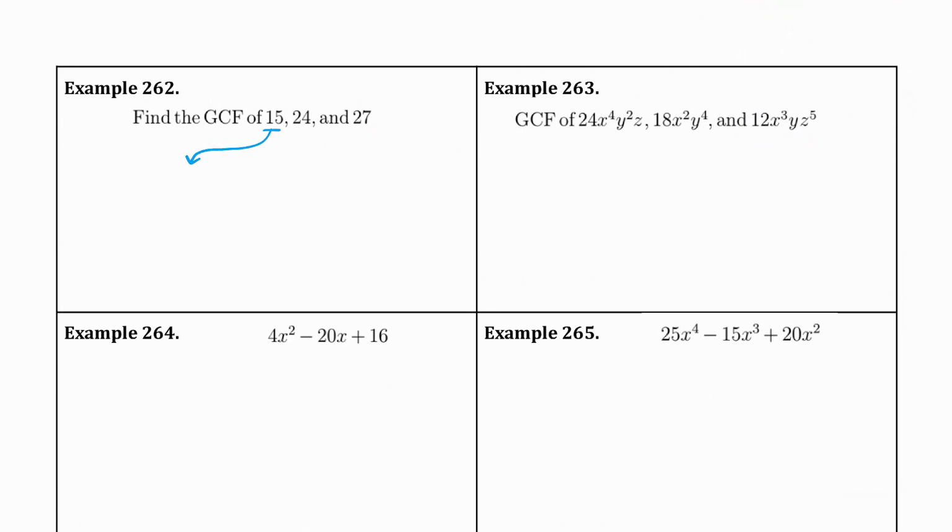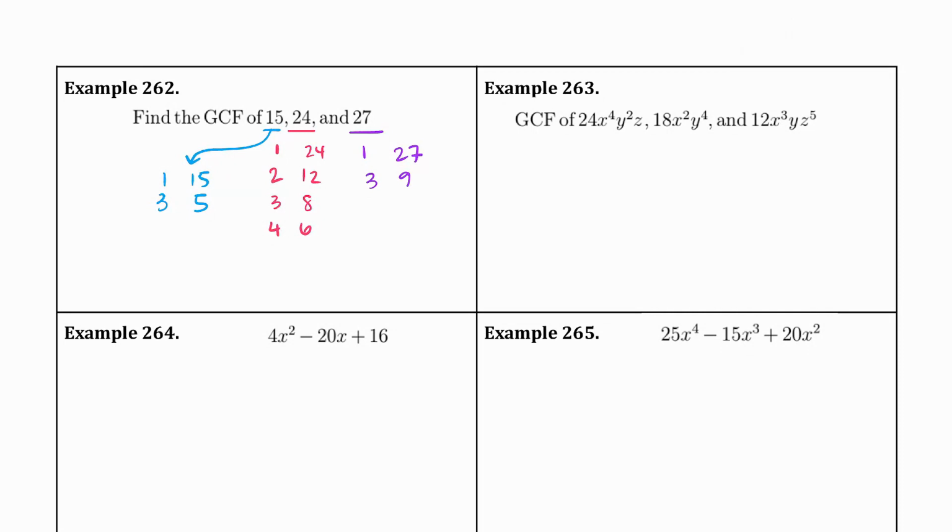So for 15, we have 1 and 15, 3 and 5. For 24, we've got a lot more of those. We've got 1 and 24. We've got 2 and 12. We've got 3 and 8. And we've got 4 and 6. And then for 27, we've got 1 and 27, 3 and 9, and that's it.